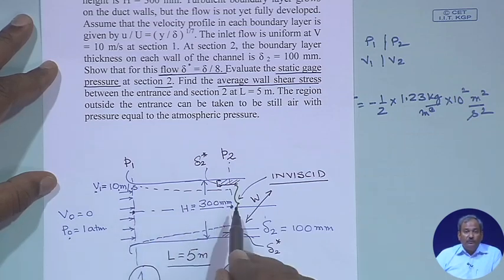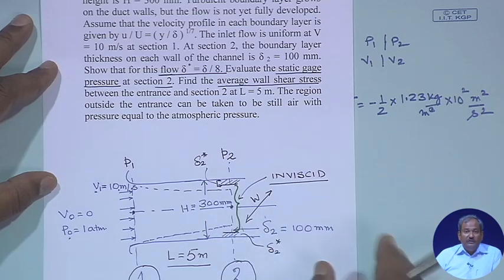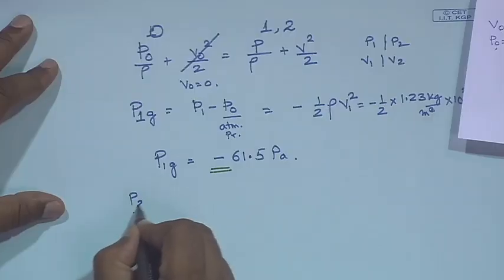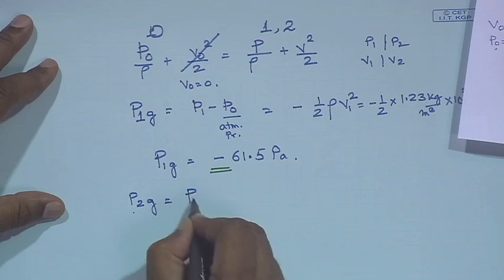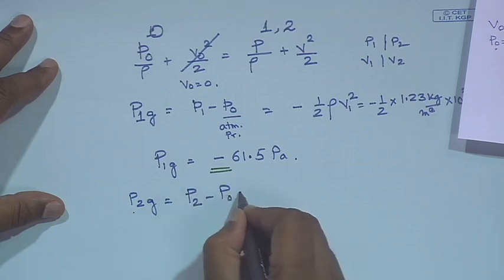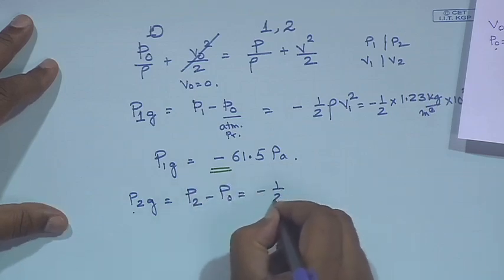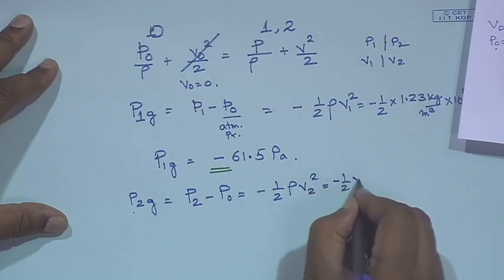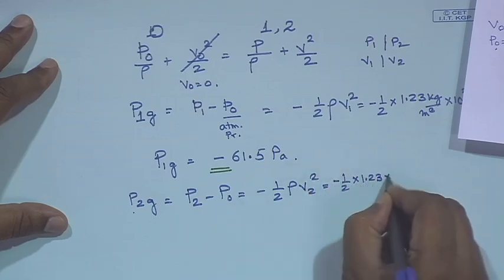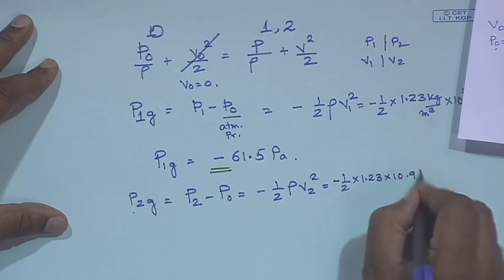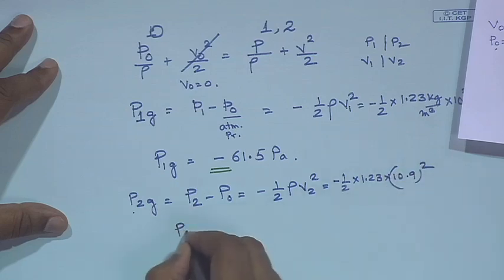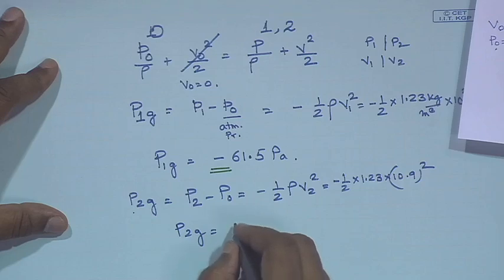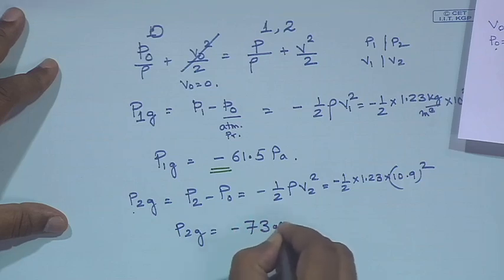And if we move towards point 2, the gauge pressure would be even more negative. So, that is what we are going to do next. So, my P2g would simply be equal to P2 minus P0, P0 being the atmospheric pressure, which is minus half rho V2 square. We have already calculated the value of V2, which is 10.9, whole square. So, your P2g would be equal to minus 73.1 Pascal.